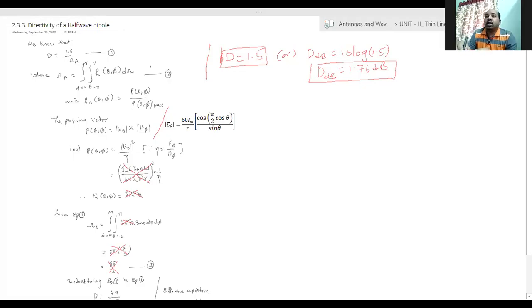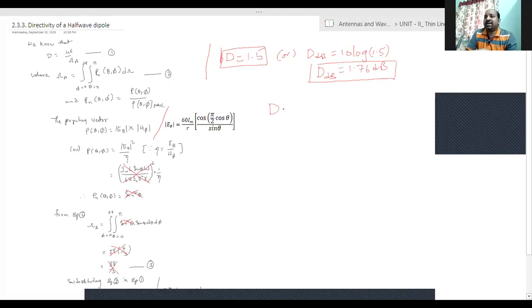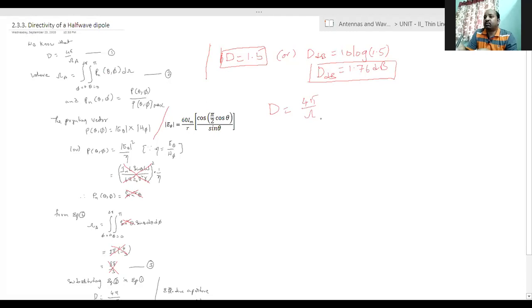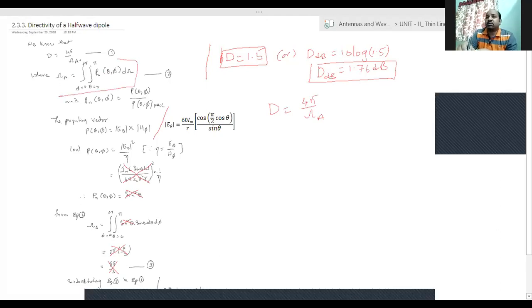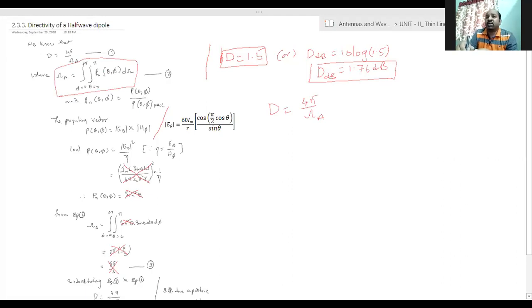And coming to the directivity of the half wave dipole, the procedure is the same. We know the relationship between directivity and beam area: D is equal to 4 pi divided by beam area. So what is beam area? Beam area is equal to the double integral of the normalized power pattern d omega.